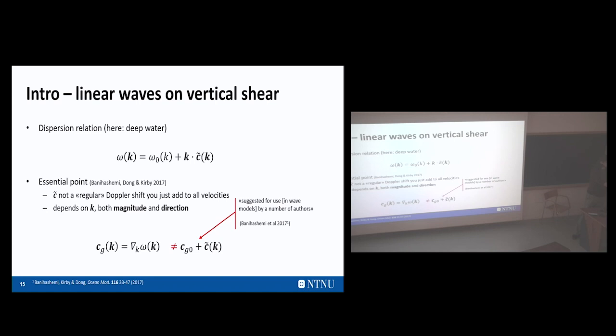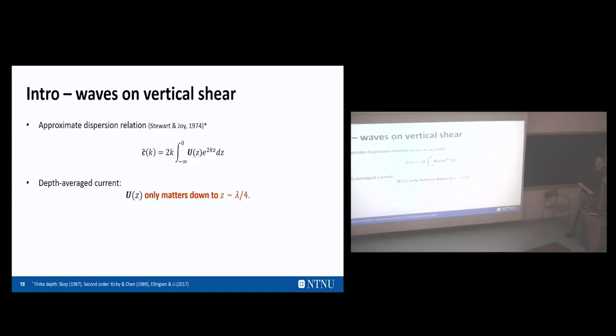So as they say, it's been suggested for use in wave models by a number of authors. They don't say who that is. But it doesn't matter anyway. But it's a point well worth taking into account. So a very much used approximation for the dispersion relation, or for this Doppler shift, is Stewart and Joy, 1974. That's the deep water version. There are shallow or finite depth extensions that we also know well, Skop and Kirby and Shen.